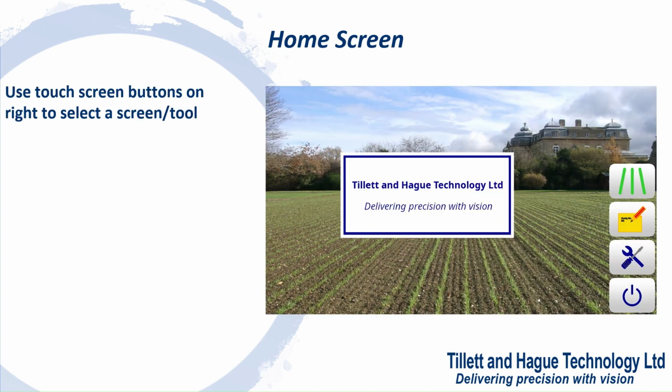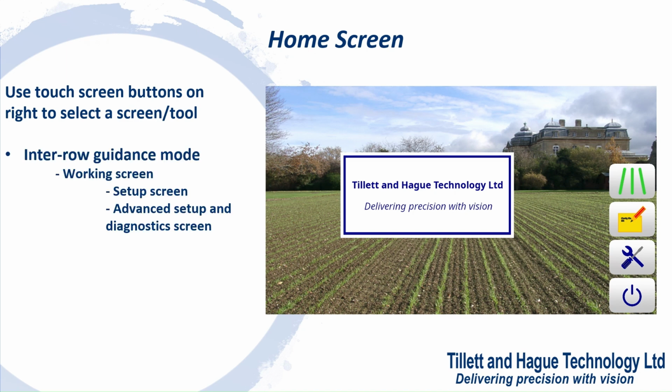The touch buttons on the right reflect the options available. For an inter-row machine, the top button will be the inter-row symbol. If the machine can perform additional functions, for example within row weeding, there will be additional buttons with extra application mode symbols. Below the inter-row symbol is the configuration file editor button.